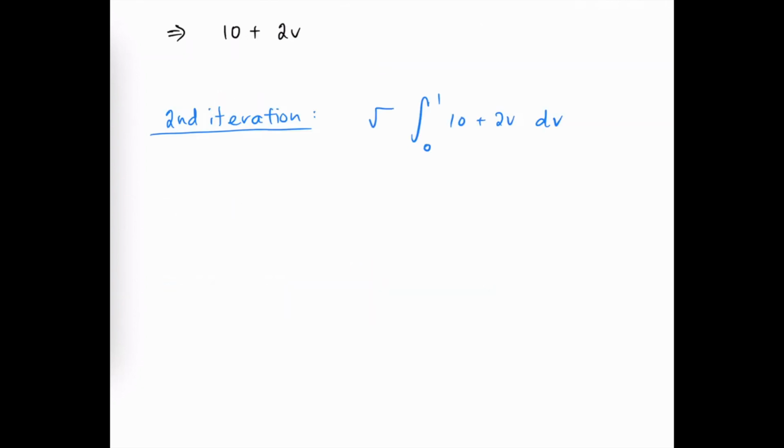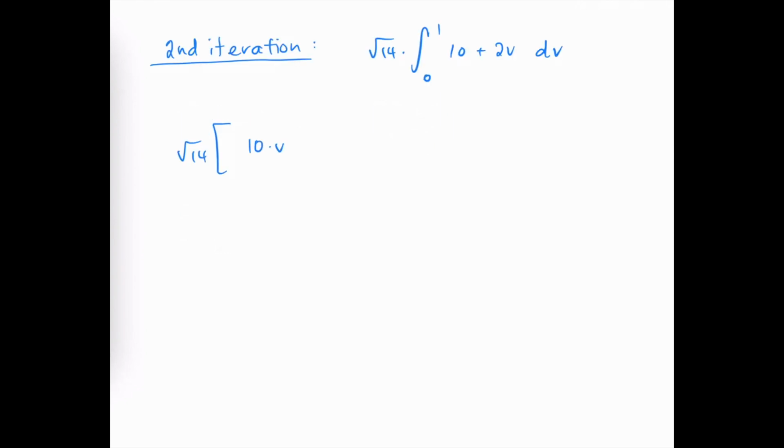Let's not forget we had that rad 14 on the outside, so let's carry that down with us. So we have radical 14 multiplied by the antiderivative, which is 10 times v plus 2v squared over 2, evaluated from 0 to 1. We plug the upper limit of 1 into the antiderivative and then plug in 0 into the antiderivative, which gives us 0. And this simplifies down to our final answer of 11 times the rad 14.